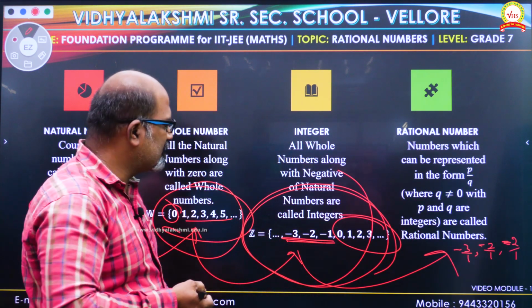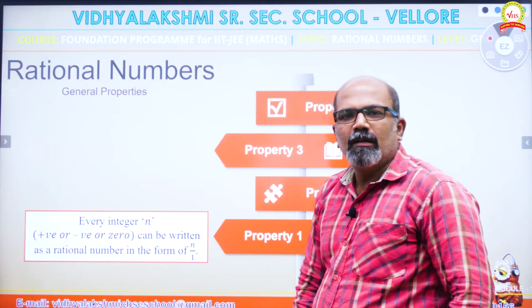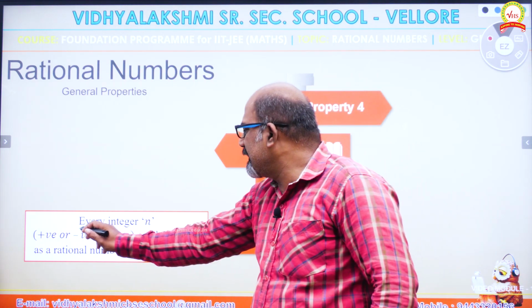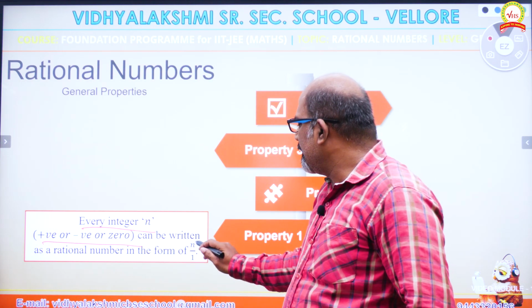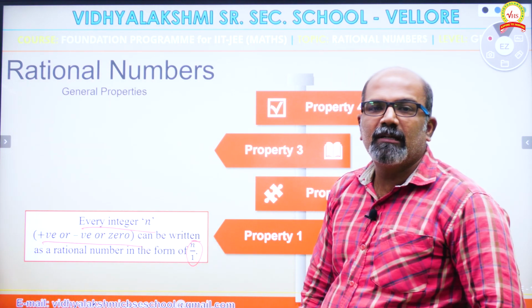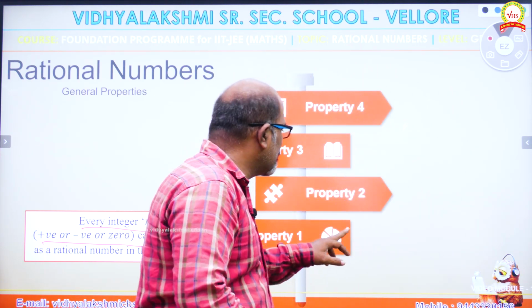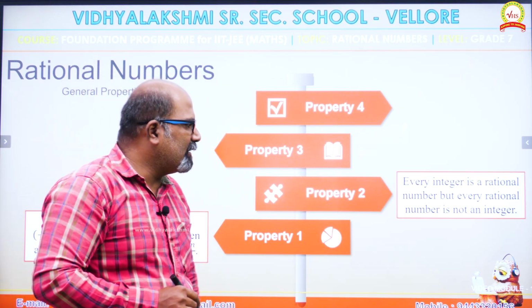Okay, clear? Yes. Now we move on to the next property. So now you are clear that every integer, whether it is positive, negative or 0, can be written in the form of n by 1, and because of that all the integers are included in the set of rational numbers. Then we shall move to the second property now.